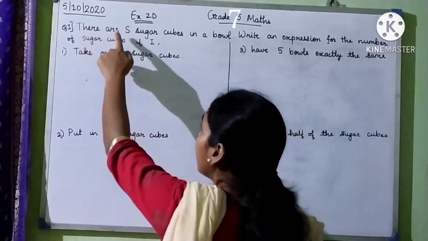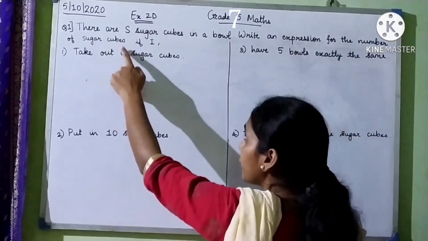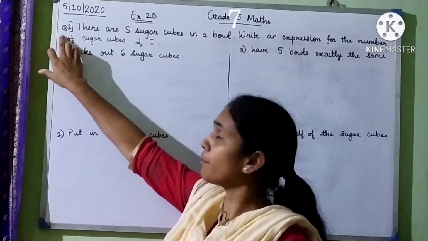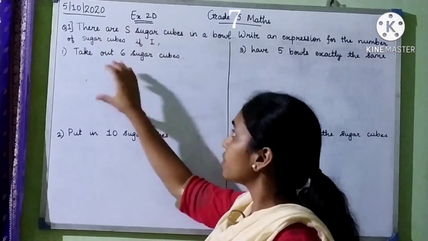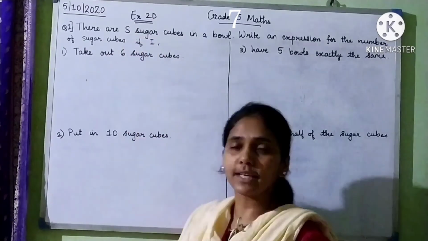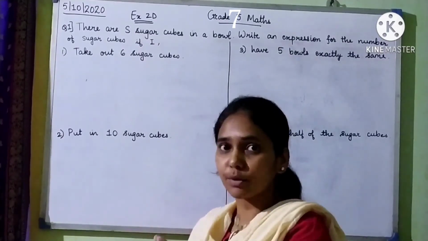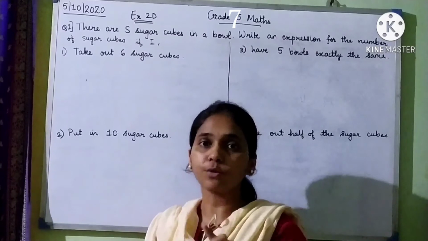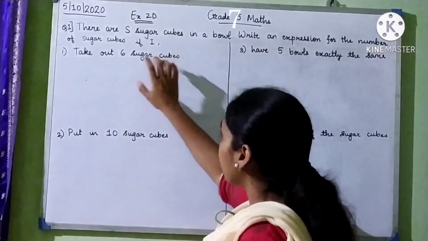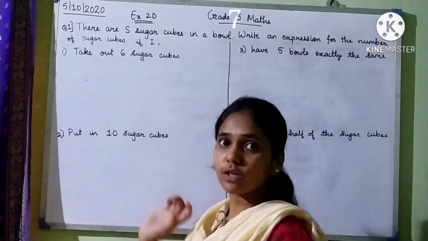So the first question is, there are S sugar cubes in a bowl. Write an expression for the number of sugar cubes if... That means this is the main question, and in this main question there are four sub questions. The main question is, they are telling us that in a bowl there are S number of sugar cubes. They have not given us the number. Instead of the number they have given us a letter, which is S. So in a bowl there are S number of sugar cubes, and with these given words we have to frame expressions for each of the sub questions.